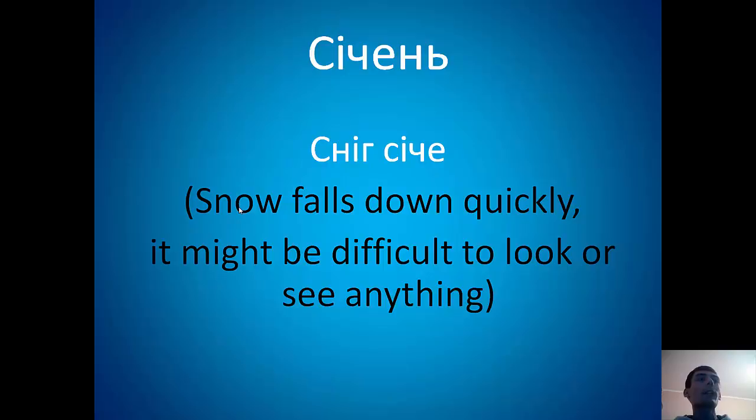falls down quickly and it might be difficult to look or see anything, and also snow might cut or hurt your face or lips, everything, and it might be really cold, like 15 degrees below zero or 10 degrees below zero, and in some cases even 20 degrees below zero. That's exactly when we say сніг січе, and that's why січень.